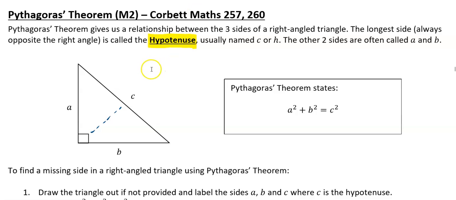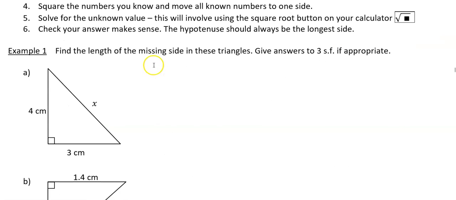So we're going to look at a couple of examples on how you can use this. It says find the length of the missing side of these triangles. So I'm just going to write down my formula. c squared equals a squared plus b squared. And then we'll go from here. My hypotenuse is x, so x squared equals 4 squared plus 3 squared. And this is a very nice one for us. We'll just work through this.